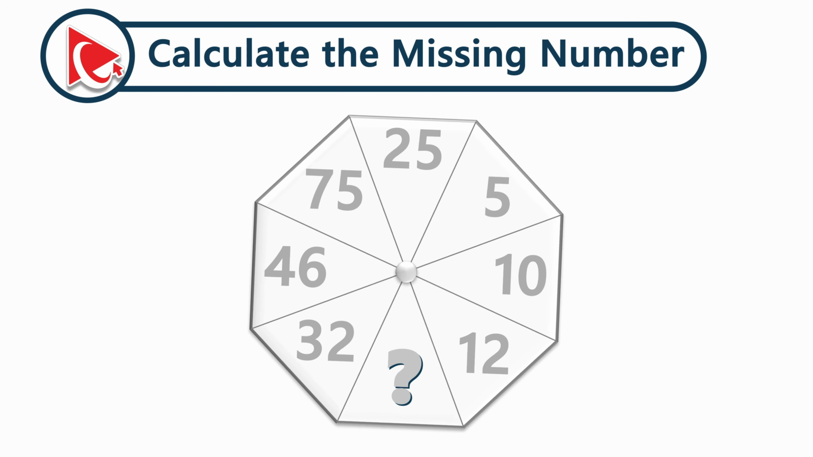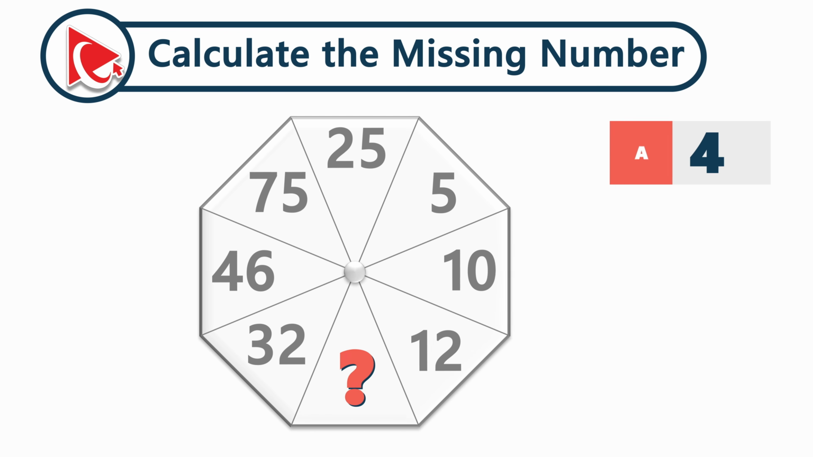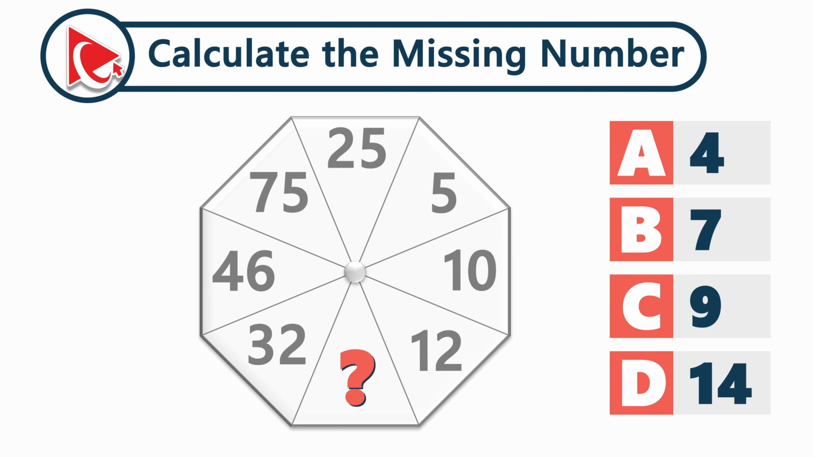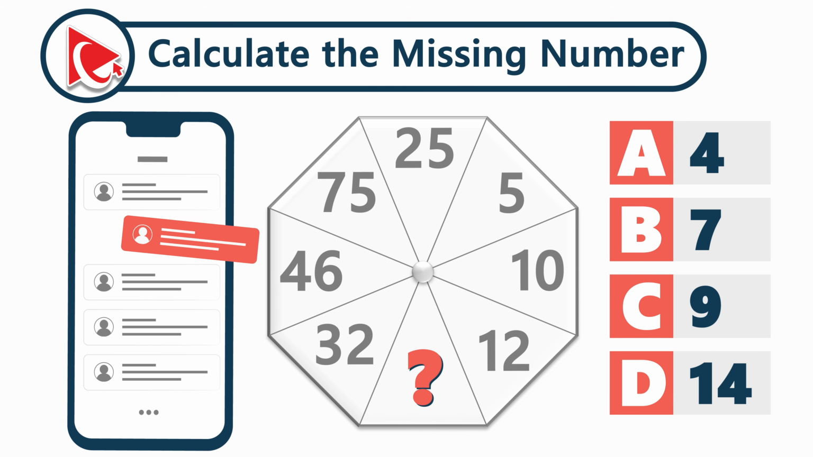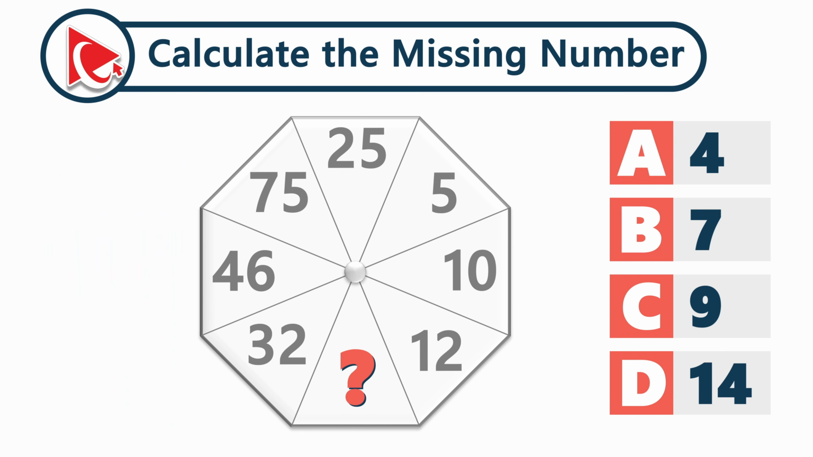You're presented with the Octagon. Starting at 8 o'clock position, the numbers in the Octagon are 32, 46, 75, 25, 5, 10, 12, and then comes the missing number, which you need to calculate and select your answer out of 4 possible choices: A4, B7, C9, or D14. Once you've locked in your answer, drop it in comments, and I will be there with the feedback. Have fun with this question, and good luck.